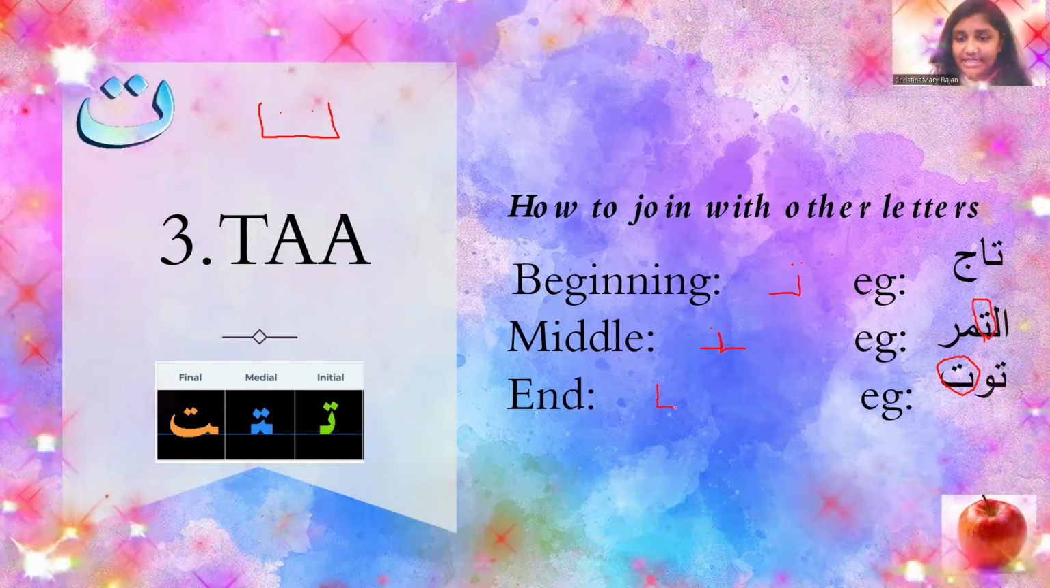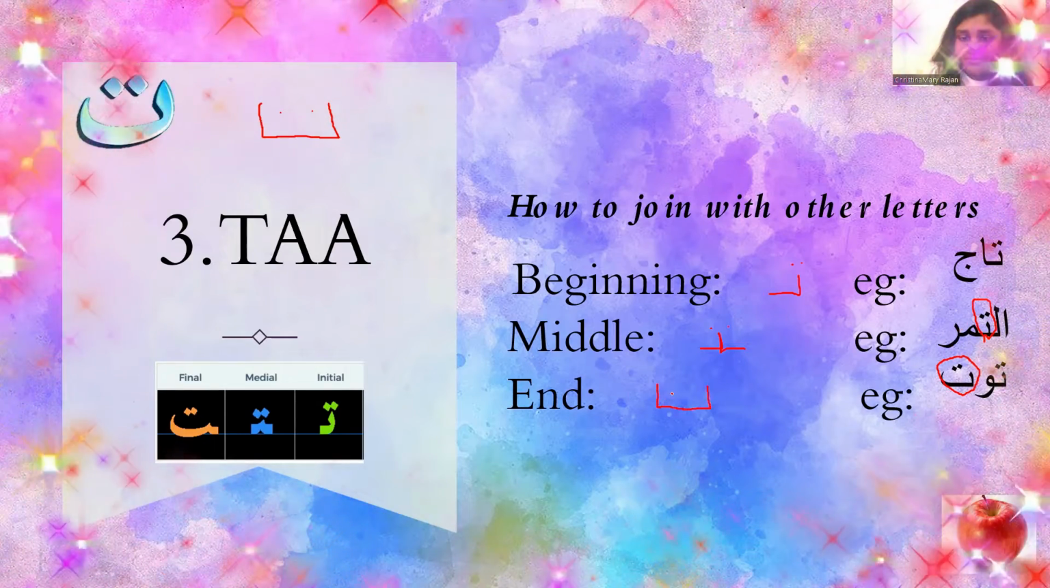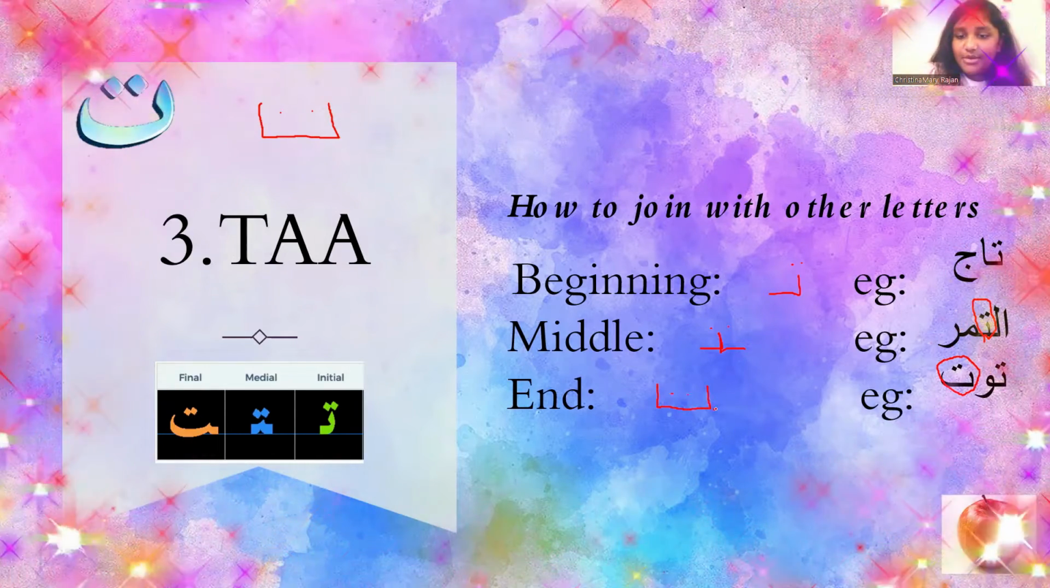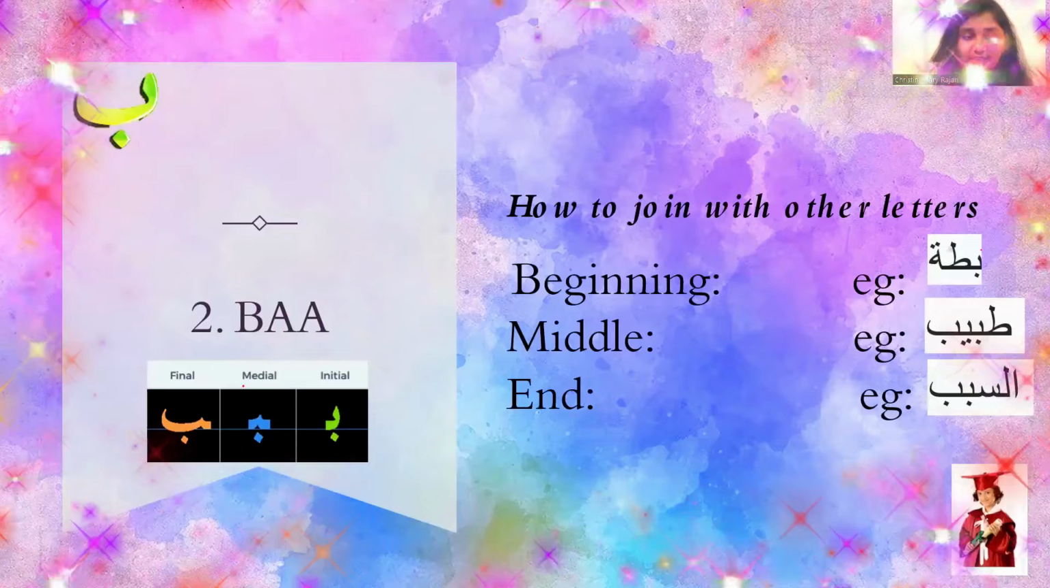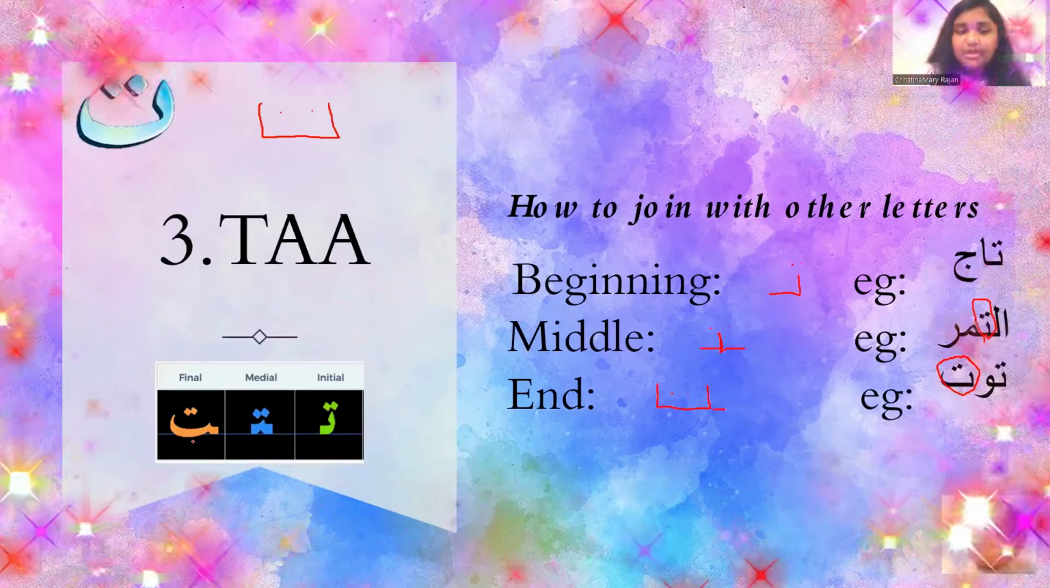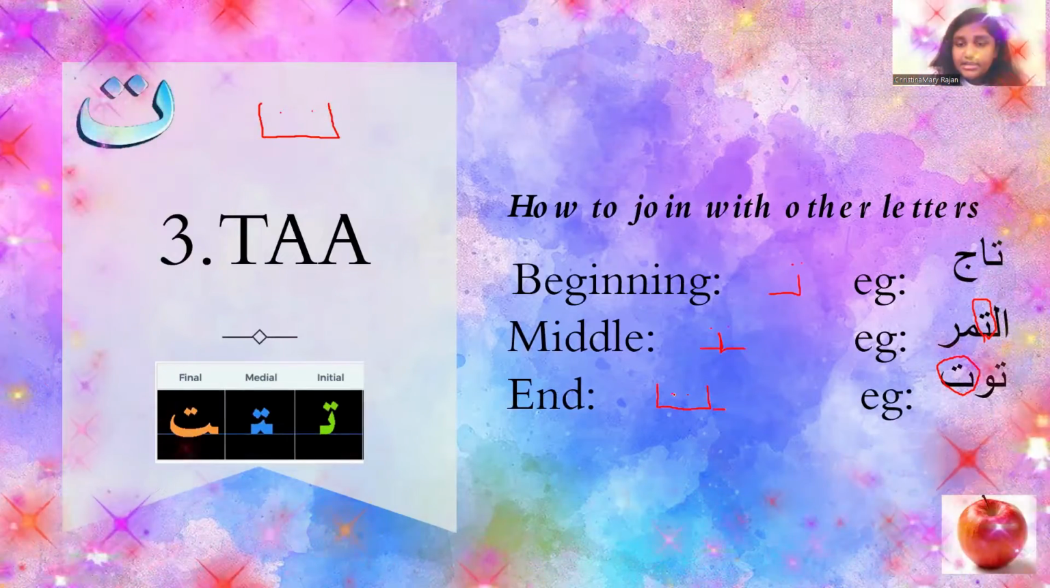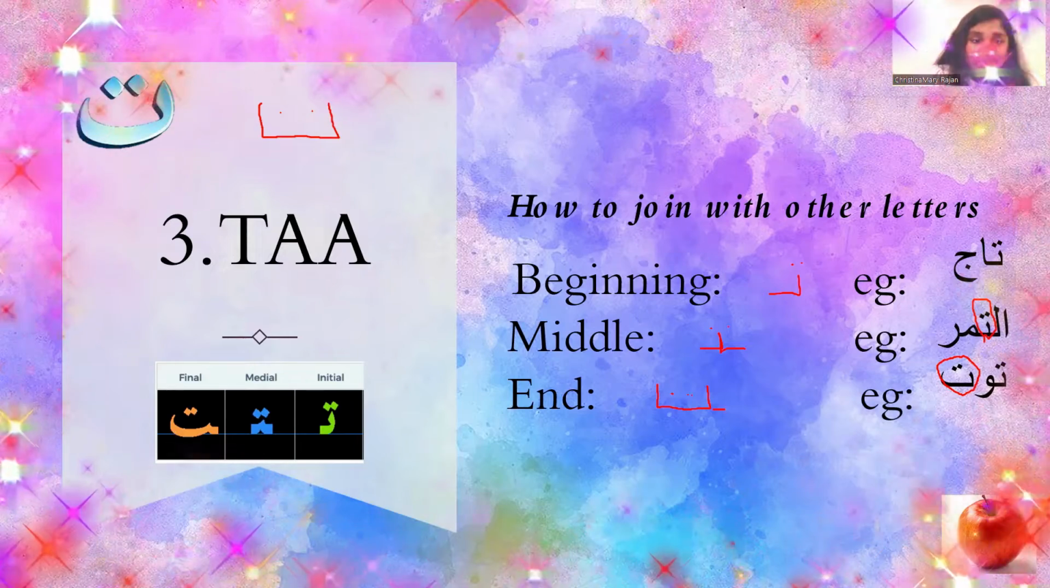Ta goes like this. In the end, it's the same way how we did it for ba. As you can see here, ba, the same way we did ta. So let's go to our next letter.